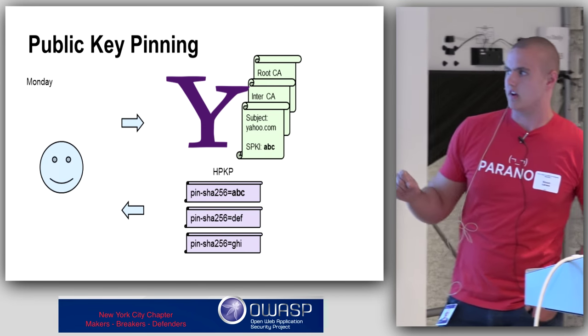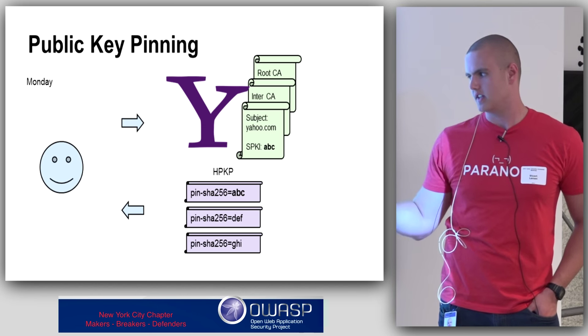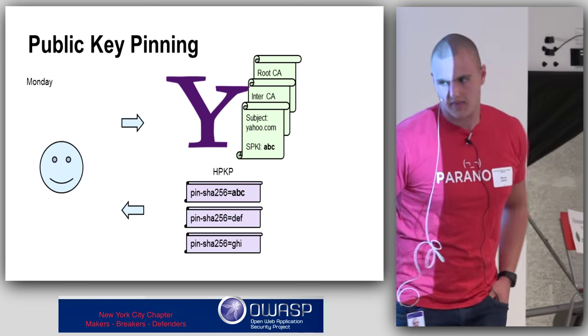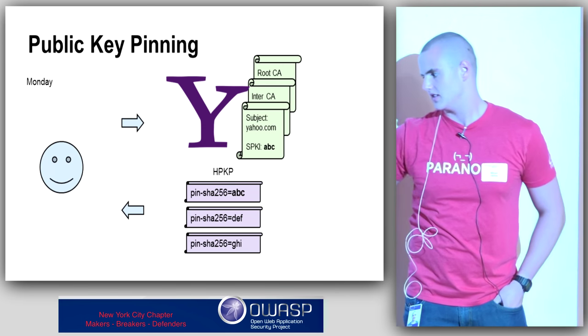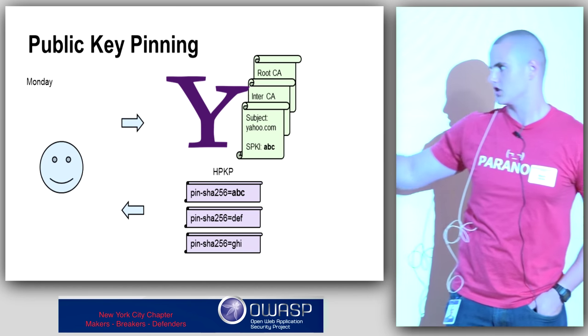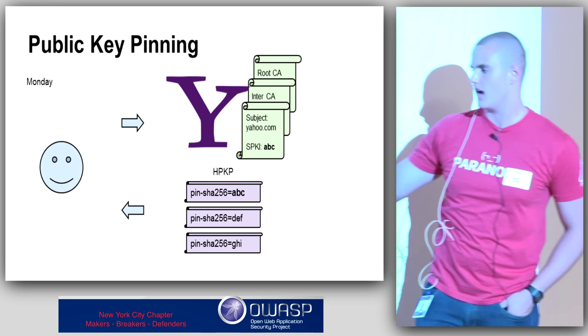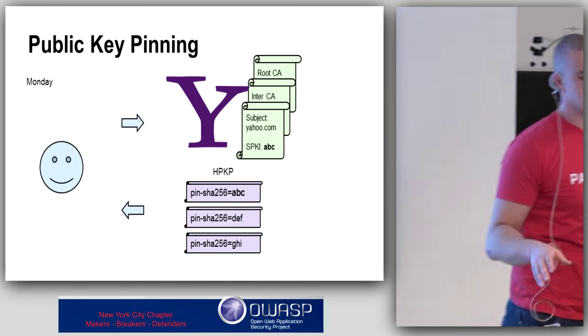The second step is that the client sees that Yahoo is now publishing a public key pinning set. And so we have these different pins. It's going to make sure that this public key pin is valid for this certificate set. We can see that one of the pins is ABC. So it needs to make sure that one of these certificates has an SPKI of ABC. And we can see that this first one does. So it's a valid key pin set. Then it remembers that key pin set for every other time it connects.